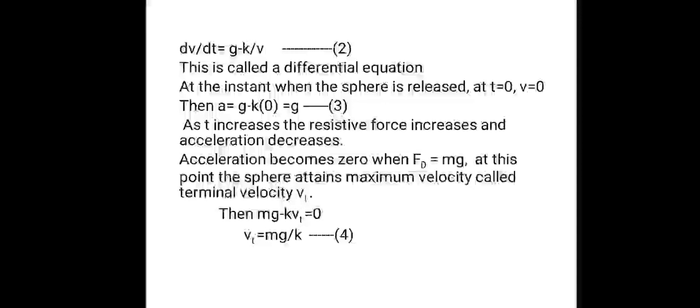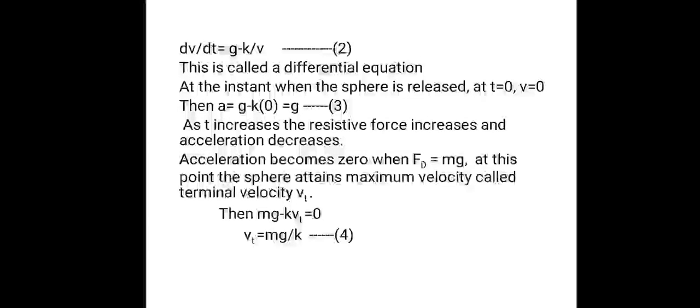Now let us apply some limiting conditions, that is at the starting instant, when the sphere, that is the object, is just released, at time t equal to 0, its velocity is also 0. Apply this condition in equation 2. Therefore a can be written as g minus k, since v equal to 0, substitute there. Therefore a equal to g. Call this equation 3.